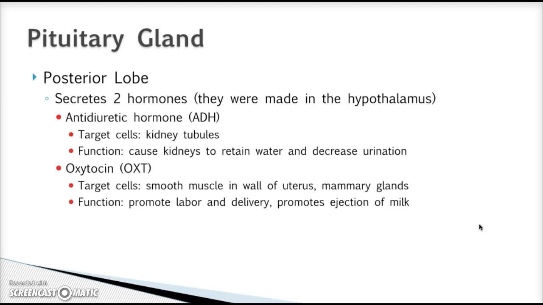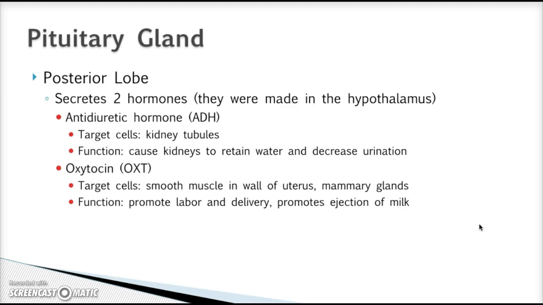There are two hormones released from the posterior pituitary. These are the two hormones that were made in the hypothalamus and traveled here to the posterior pituitary by way of the hypophyseal portal system to be stored until needed. They are antidiuretic hormone, or ADH, and oxytocin, OXT.